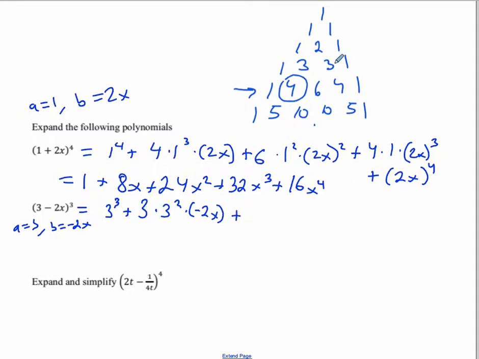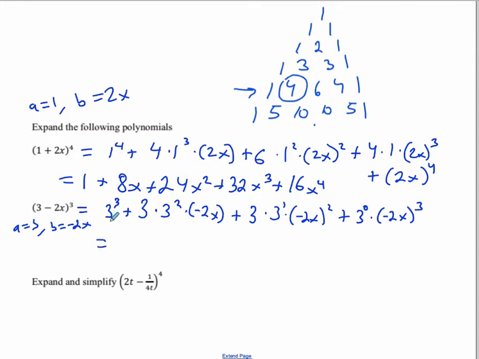Plus, then we're going to have another 3, and this is going to become 3 to the power of 1. And this is going to be negative 2x squared. And lastly, we're going to have a 1, and then a 3 to the power of 0, which is also 1. So that's gone. And it's just going to be negative 2x to the power of 3.